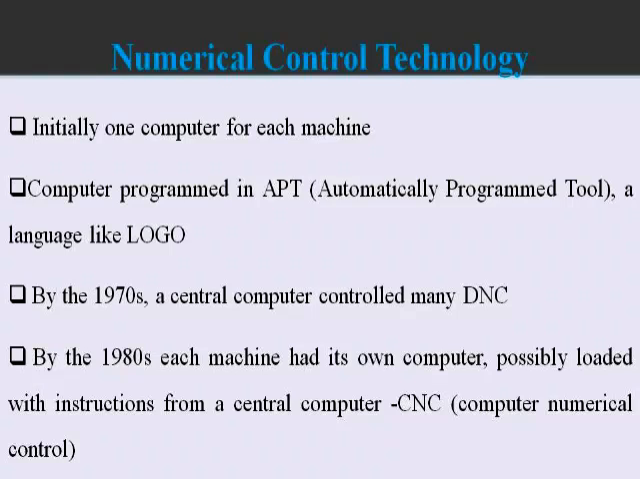Initially, one computer was used to control one machine. Later on, the development of the automatically programmed tool made it possible to apply one computer to control several machines. And the concept of distributed or direct numerical control came in the 1970s. By the 1980s, each machine had its own computer, possibly loaded with instructions from a central computer: CNC machines.